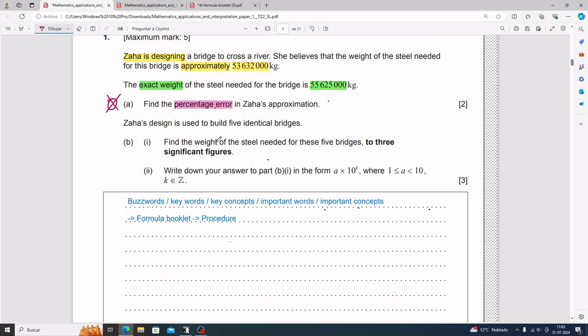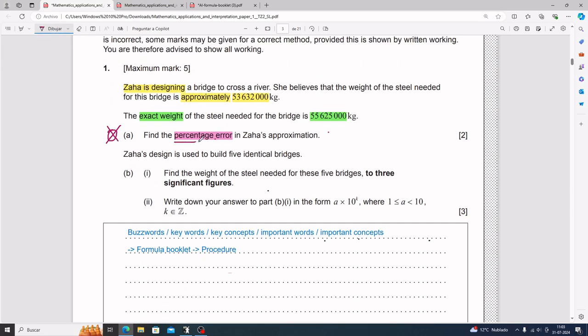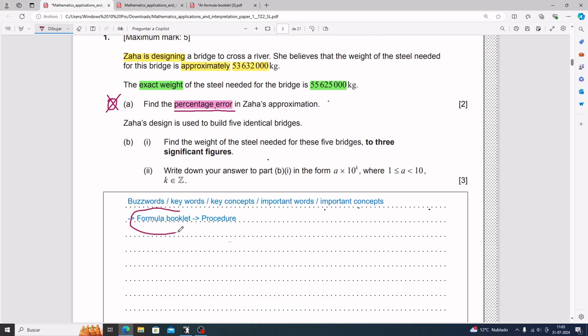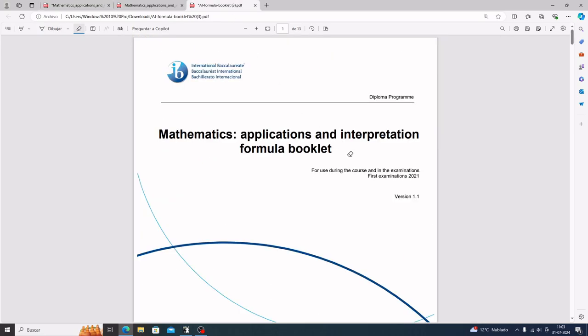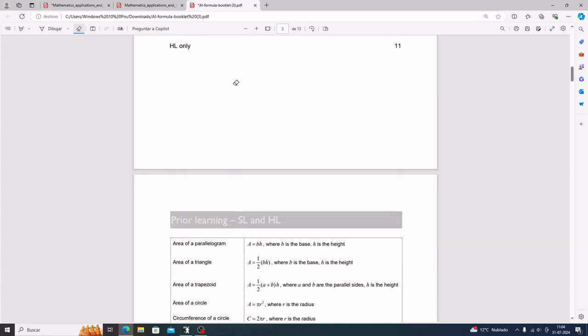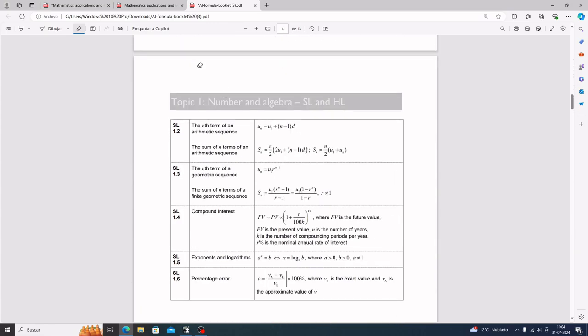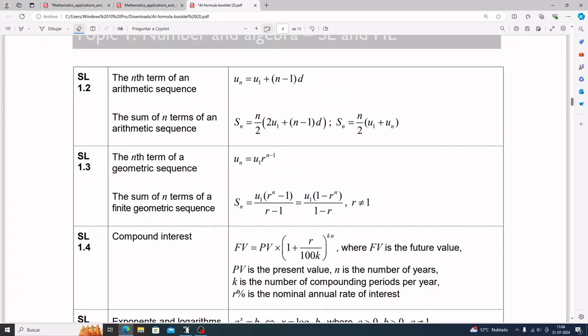The level that I need you to reach is that at the moment you read percentage error, you remember that it's somewhere in your formula booklet. You don't have to know it by memory, but you do have to identify it. It should ring a bell within your brain. So you read percentage error and you open up the formula booklet and you say, I know you're in here and I'm going to find you. So you start looking for it and eventually you find percentage error. Will you look at that?